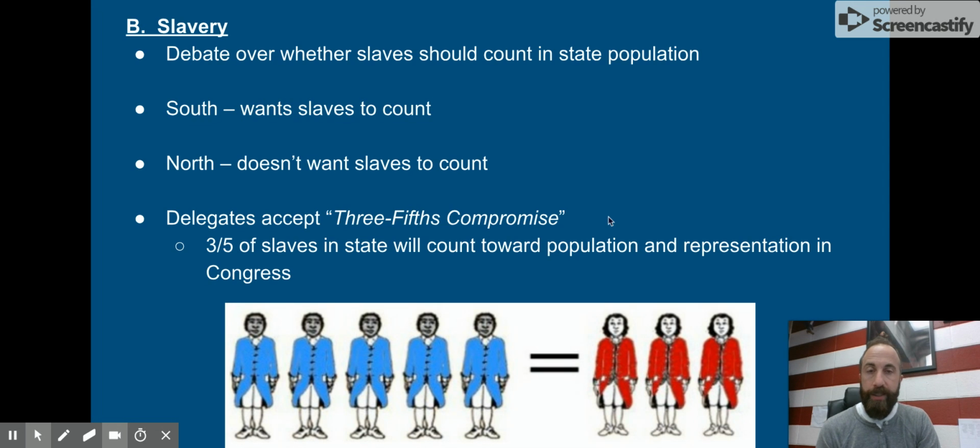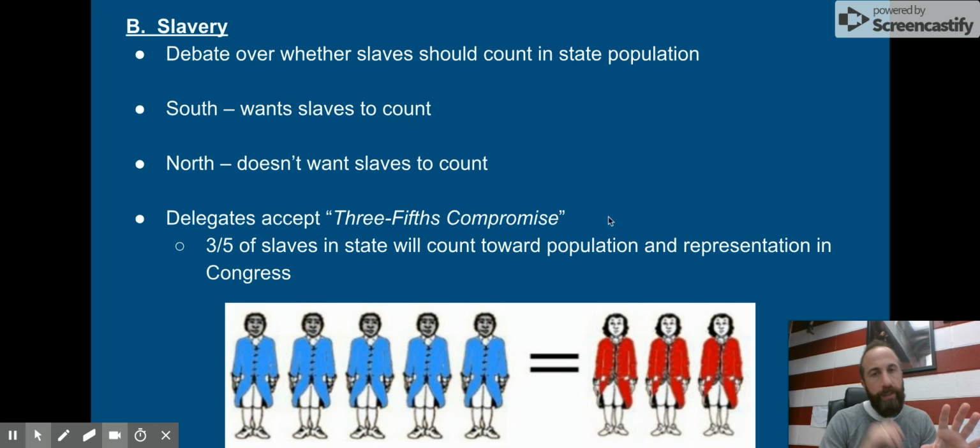But the non-slave states are pretty quick to call them out on this, saying, well, you can't have it both ways. You want to count them as citizens when it comes in terms of population, yet you don't let them have any of the rights that citizens have. You don't let them vote. You don't let them own property. You don't let them name their children after themselves. You treat them like livestock in every other situation, but yet here you want them to count as full-fledged human beings. Are they citizens or are they not?